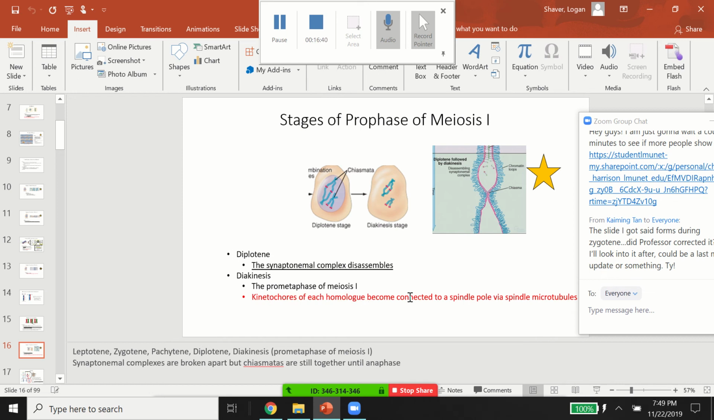Kinetochores of each homolog become connected to a spindle pole via spindle microtubules. So if you remember from the rest of mitosis or meiosis, they're essentially the same on the basic level, right? But this whole diakinesis process is kind of like the setup for metaphase, if you think about it, right? Because they have to all be aligned at the metaphase plate. So it makes sense for these kinetochores to attach to these spindle poles, because that's the next part of the process.